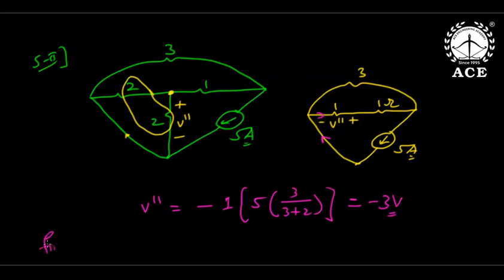So finally, by the superposition theorem, V is V dash plus V double dash. That is plus 6 minus 3, which is plus 3 volts. Plus 3 volts is the final answer.